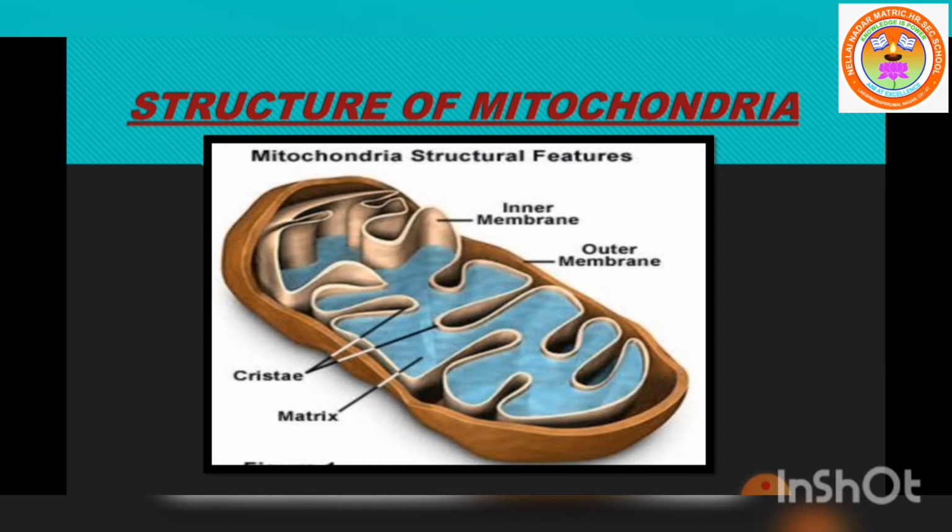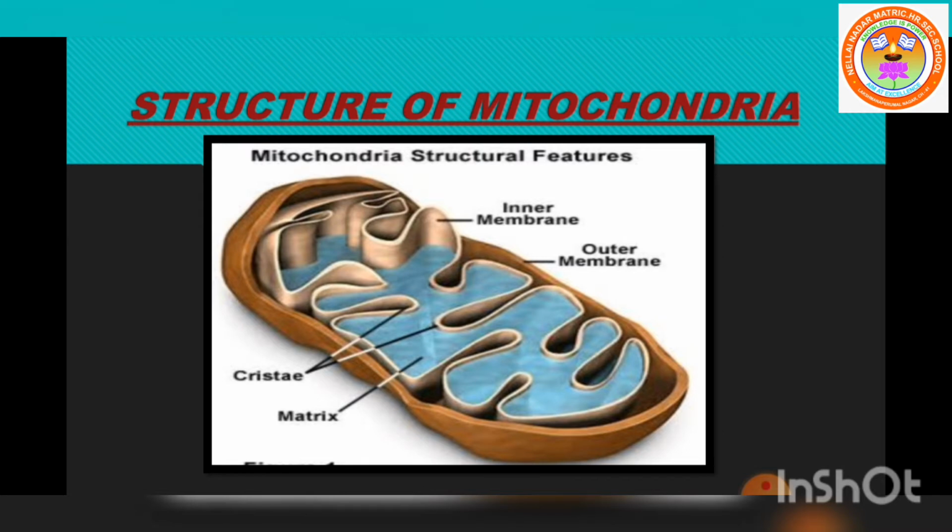Mitochondria vary in size from 0.5 micrometer to 2.0 micrometer. Mitochondria contain 60 to 70% protein, 25 to 30% lipids, 5 to 7% RNA, and a small amount of DNA and minerals. Let me show the structure of mitochondria. Just see the picture.